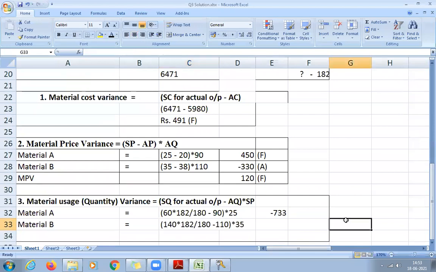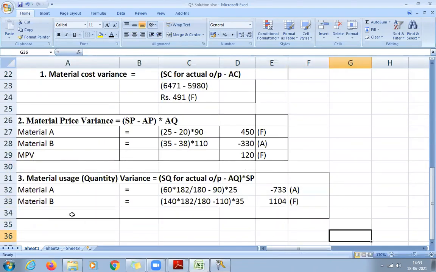So now you calculate. 1104. Okay. Favorable or adverse? Favorable. Others, how much are you getting? Same, sir. Okay. So you are getting 1104 favorable. So totally how much will you get for material usage variance?